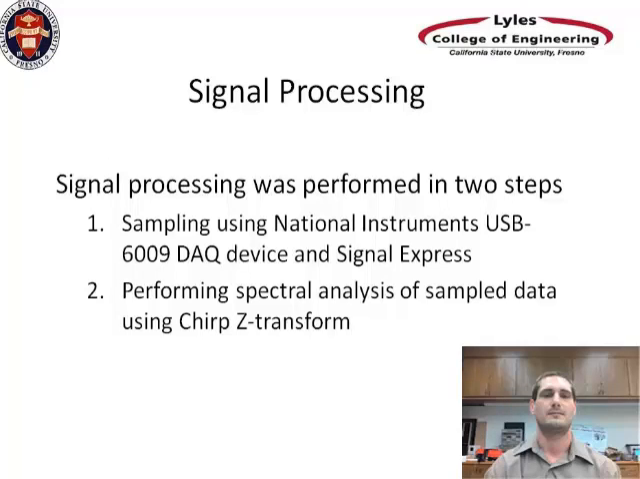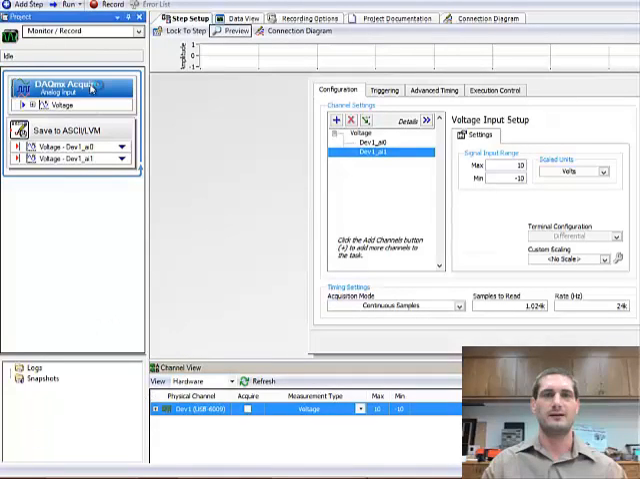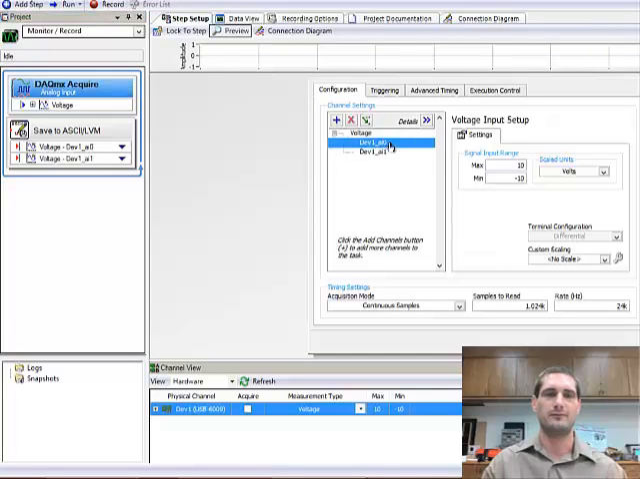Hi, I'm Michael Nazaroff. I'll be discussing the sampling and digital signal processing part of this video. Before we do the DSP, we first sample the data using National Instruments Signal Express with a DAQ, or data acquisition device. As you can see, the layout here is how we choose the inputs. Right here you can see we have analog in 0 and analog in 1, which pretty much says channel 0 and channel 1 of the DAQ.